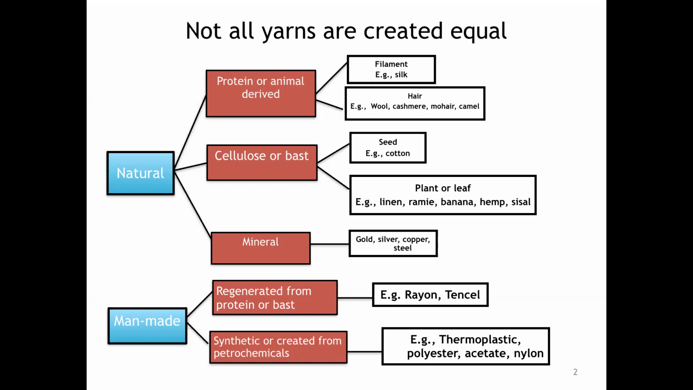Man-made materials could either be regenerated from natural products, such as, for instance, rayon or tencel, or they're really totally, completely synthetic and created primarily from petrochemicals. And that's the case of things such as polyester, acetate, nylon, thermoplastics, etc.